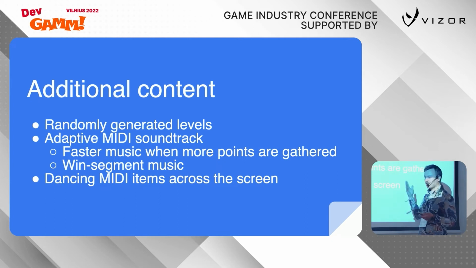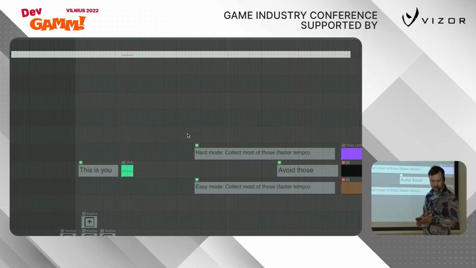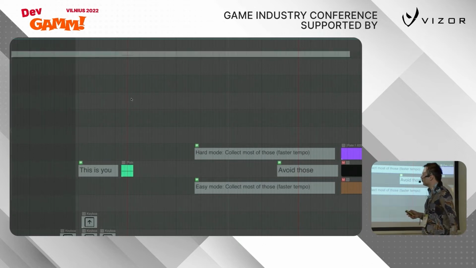So I did some randomly generated levels, and I did some adaptive MIDI soundtrack in a way, like that it went faster and it went slower. It was not super interactive music, and then I also did some custom animation kind of with the MIDI items that I will show you here in this video of the gameplay. There we go.